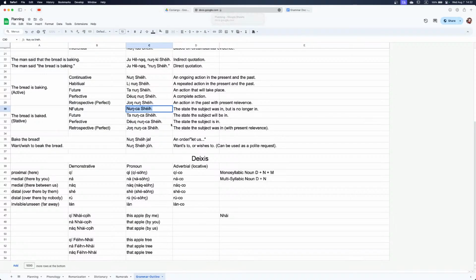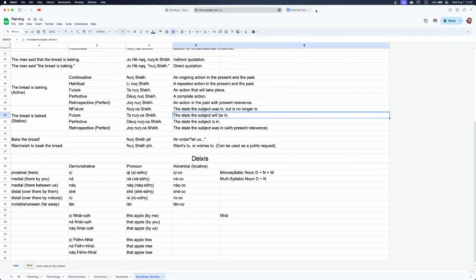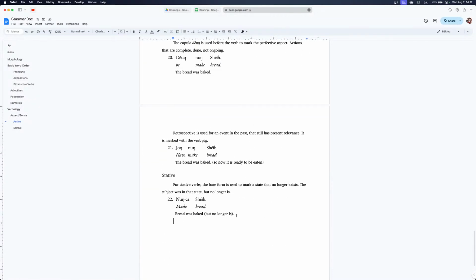The future marks the state it will be in. Will be in. Nung ta nunca she. Future.